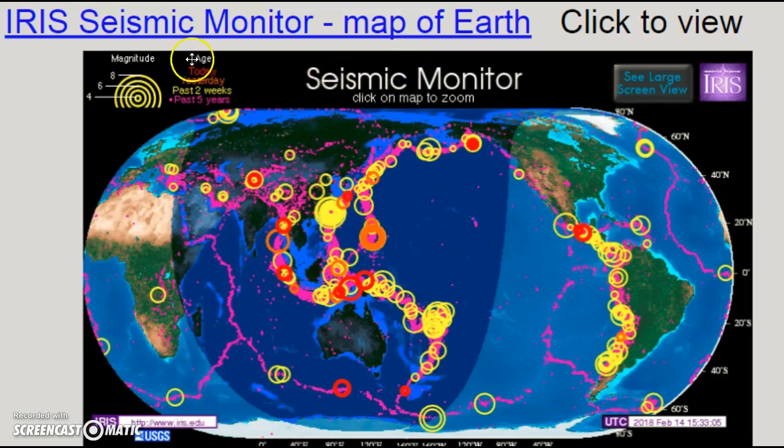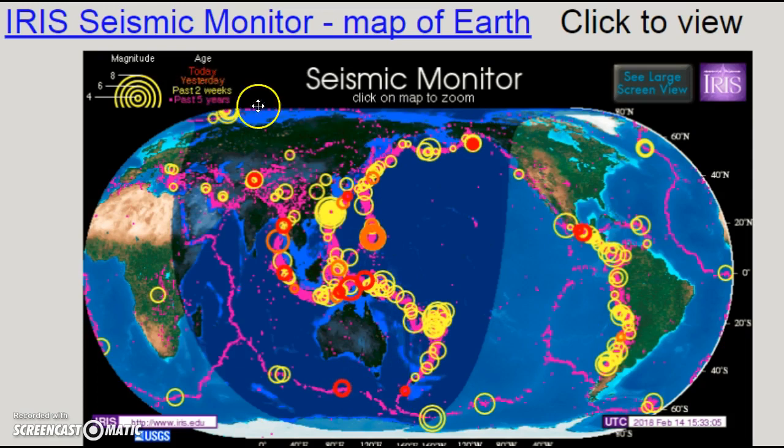Let's first look at the IRIS seismic monitor map, and be sure to click on this link. This will show you today's or recent map of the Earth that actually shows earthquakes that have taken place. And I want you to take a look at the size of the scales and the different colors. They communicate to you. The red implies that they happen today. So red, so there's a very active planet, right? You're going to find this out.